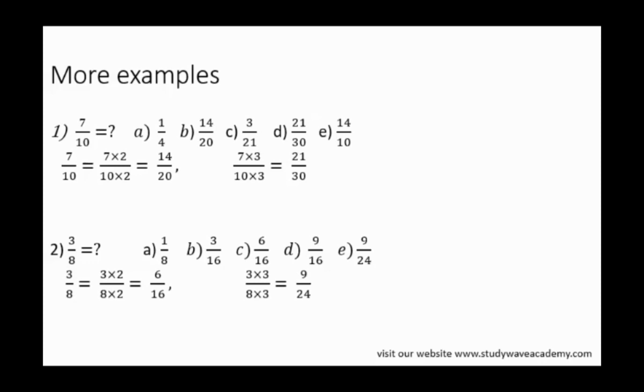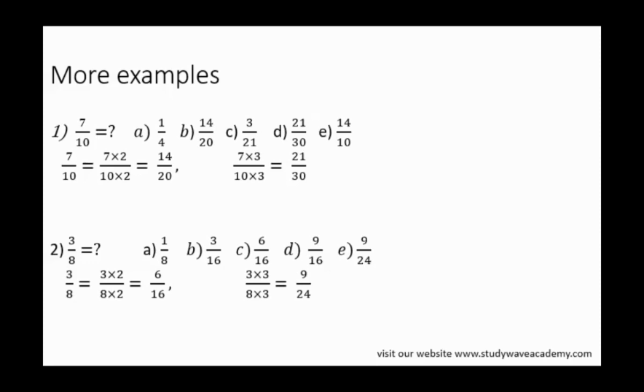Number 2. Number 2 is 3 over 8. We are going to look for numbers to multiply both the numerator and the denominator that will give us a different fraction but will also mean the same thing. Okay, let's go.